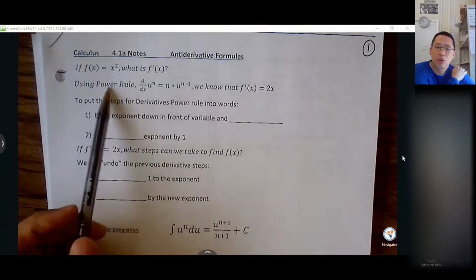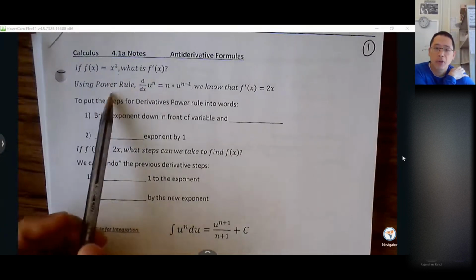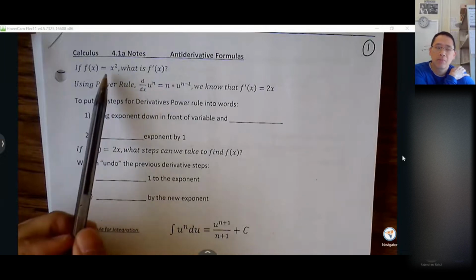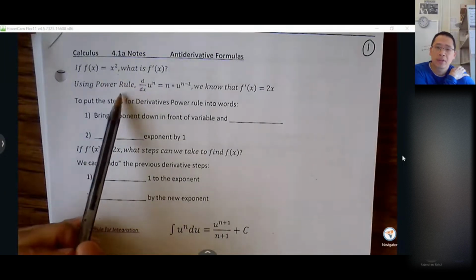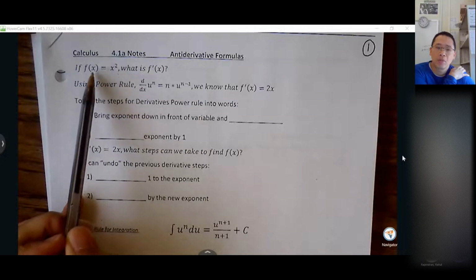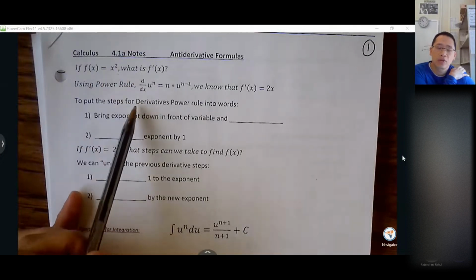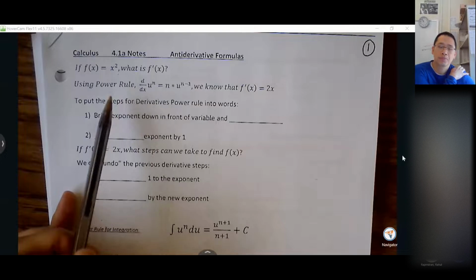We talked about power rule for derivatives in the first semester, but now we're talking about power rule for integrals in the second semester. But they're related, okay? So let's talk about power rule for derivatives and see how that's related to power rule for integrals.